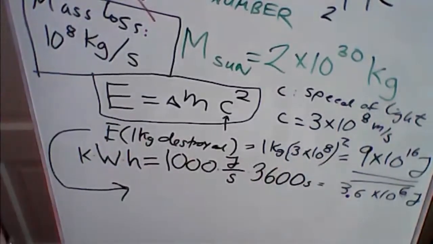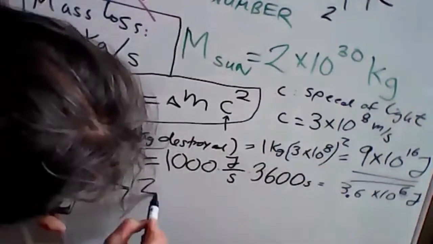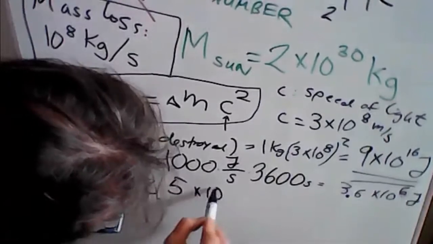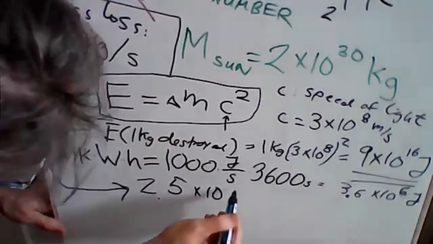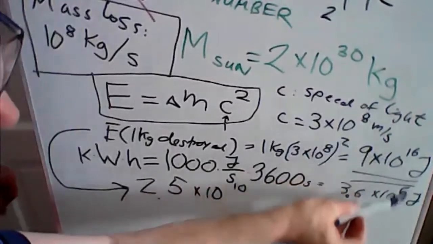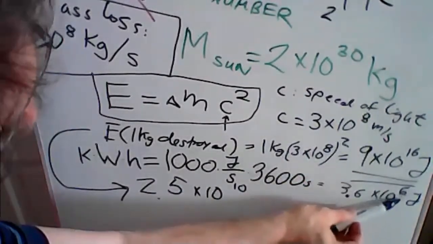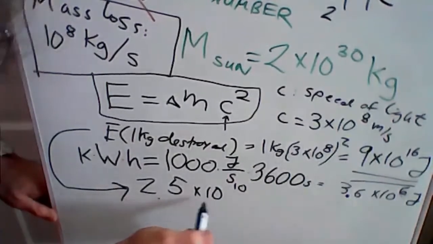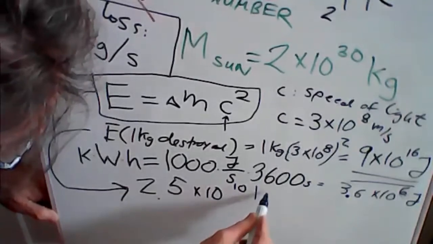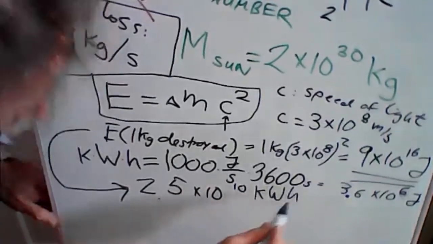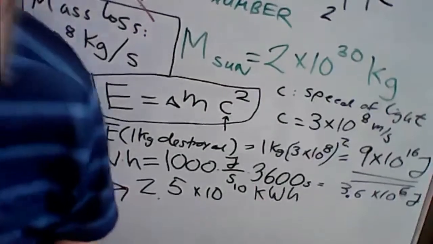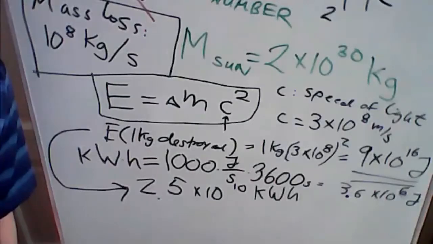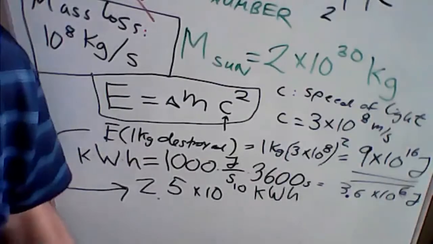I think it's 2.5 times 10 to the power of 22. That's not quite correct. 2.5 is right, but I think you typed something in wrong, because it should be 2.5 times 10 to the 10, with 16 on top and 6 on the bottom. Maybe you had a minus sign or something like that. But it should be 2.5 times 10 to the 10 kilowatt hours, or 25 billion kilowatt hours.